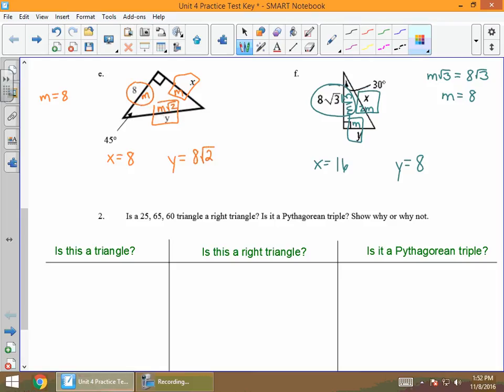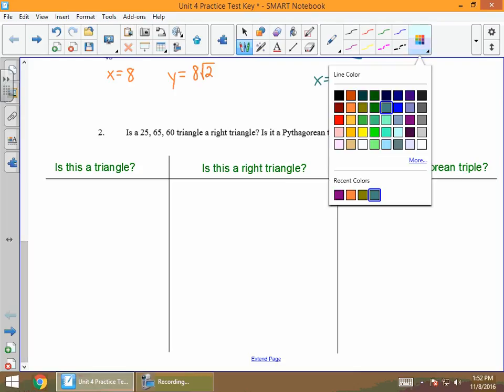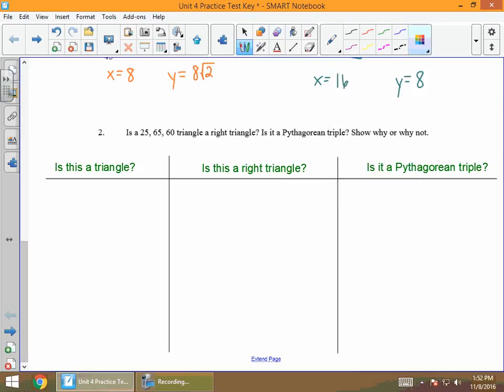That is question number 1. Question number 2 says, is a 25, 65, 60 triangle a right triangle? All right, so this one is a little tricky because I did not put the sides in decreasing order. So I will call this A. 65 is the longest. It is actually C, which means 60 has to be B. So you just have to make sure you know which one has to be the hypotenuse.